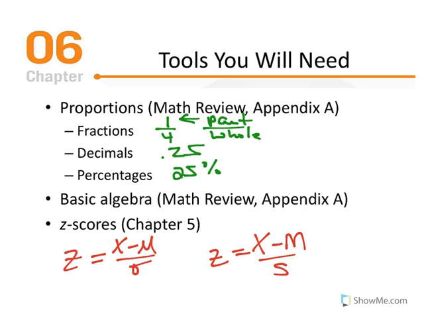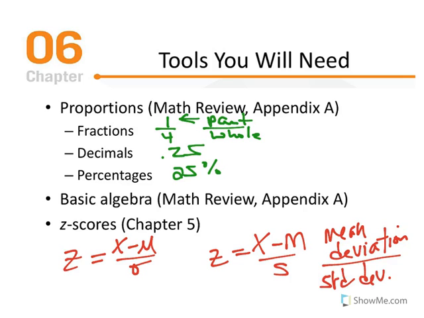So again, the distance from the mean divided by standard deviation units. We look at how far a score is from the mean, and then divide that deviation by what one standard deviation unit is equal to, to express that location in relation to the mean of a distribution. And this will be essential when we talk about probability.